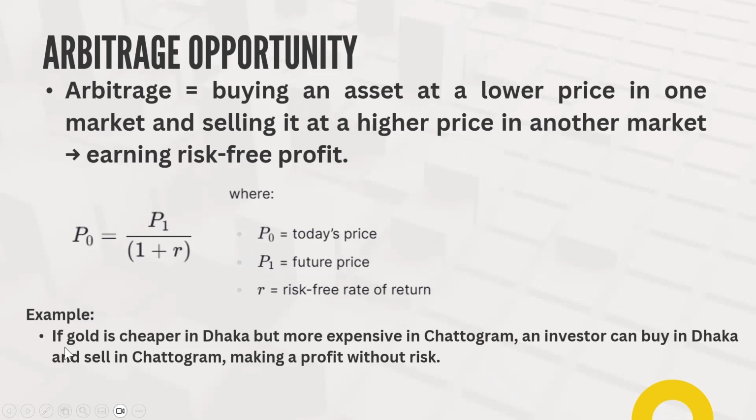So here we see an example of an arbitrage opportunity, which is if gold is cheaper in Dhaka but more expensive in Chattogram, an investor can buy in Dhaka and sell in Chattogram, making a profit without any risk, which is very interesting.